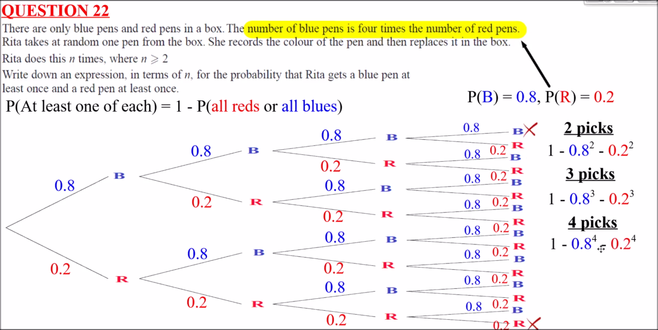This is our expression. So if it's 2 picks, we're squaring, 3 picks, we're cubing, 4 picks is to the power 4. So hopefully now this is enough to see the generalization that for n picks, which is what the question's asking, the probability of getting at least one of each colour will be 1 subtract 0.8 to the power n minus 0.2 to the power n. So for n picks, that's our expression. A very nasty question, I feel. Very, very well done, if that makes sense and you were to get that.